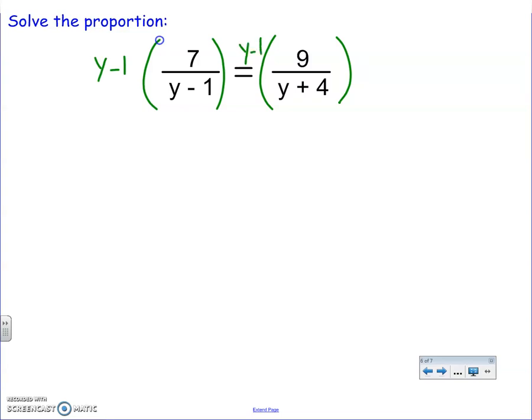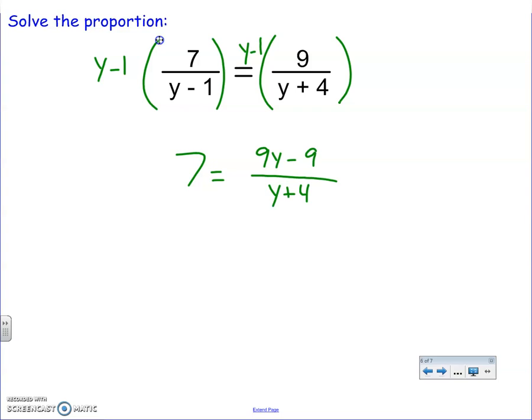Alright, on the left side, the y minus 1 cancels y minus 1, so it's a 7. On the right side, the y minus 1 does not cancel the y plus 4. This would be matching. So I must multiply the top. I'm going to multiply y minus 1 times 9, which I have to distribute. So that's really going to be 9y minus 9. The bottom stays the same, y plus 4.